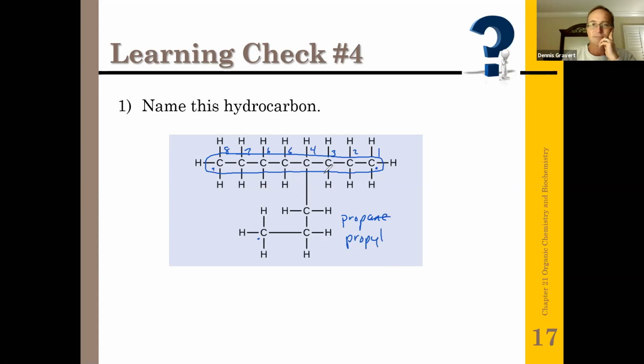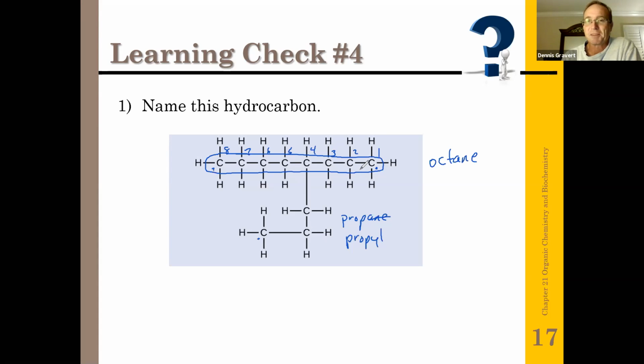8 carbons, octopus has 8, so this is octane. Yeah, that's the same word that you see at the gas pumps. I think that's in the slide coming up. Or maybe it's in the homework, I forget where. Gasoline. It's full of hydrocarbons.